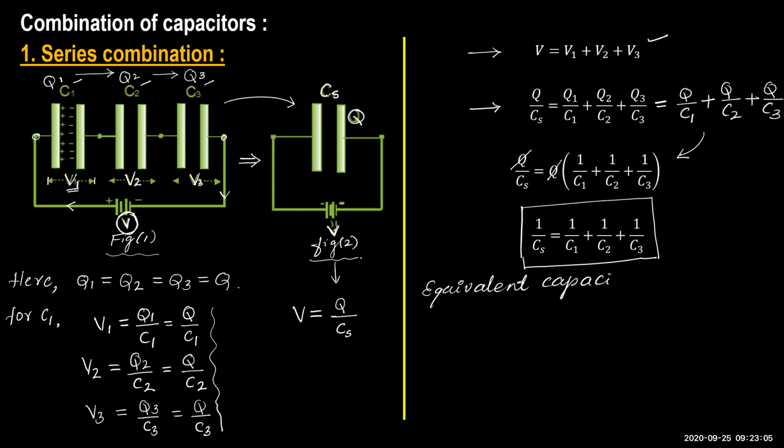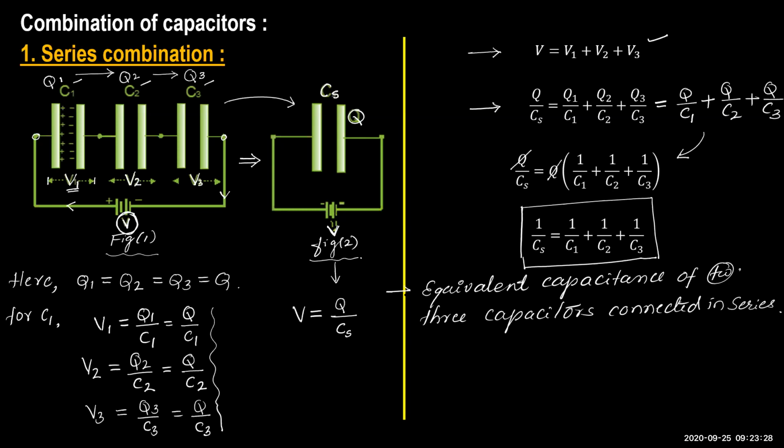Equivalent capacitance of two, here it is 3, capacitors connected in series. So this is the equation for equivalent capacitance. From this, we can understand one relationship. What is that? The reciprocal of the equivalent capacitance is equal to the sum of the reciprocals of the individual capacitors.